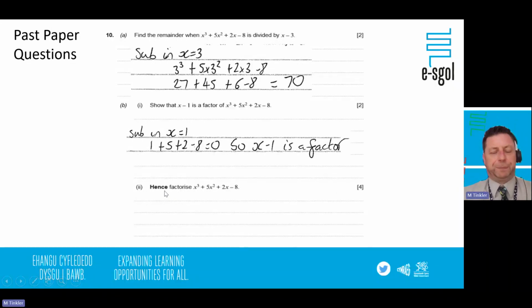Hence factorize. Now hopefully you've seen 3 or 4 of these now. And again, you'll notice in additional maths, they only start with x cubed. At A level, they might start with 3x cubed, 2x cubed, but in additional maths, they generally only start with x cubed. So my first bracket is going to be x minus 1. Then I need a wider bracket with an x squared term in and a number on the end.